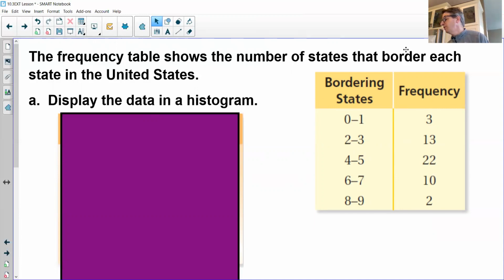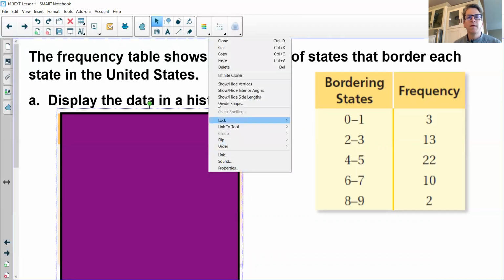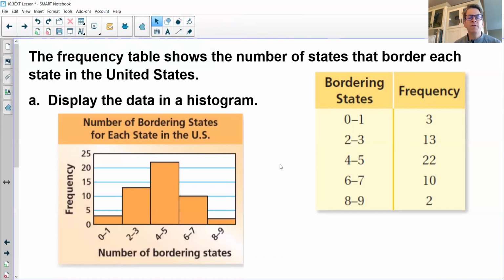Okay, so what we're going to do first is display the data in a histogram to take a look at the data. So here's the histogram. As you can see, the 0 to 1, you've got a frequency of 3. 2 to 3, you've got a frequency of 13. 4 to 5, you have a frequency of 22. 6 to 7, you have a frequency of 10. And 8 to 9, you have a frequency of 2.